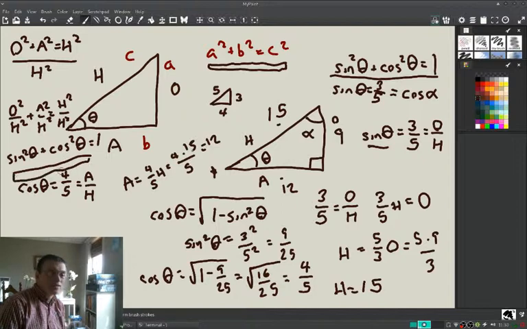So now you should be able to solve any problems where I give you an angle and a side and ask for the lengths of the other sides. Maybe I give you 2 sides and ask for the third side. Or maybe I give you a side and then ask for what the sine of that angle is. Okay? Good.